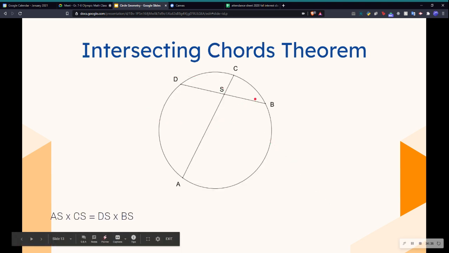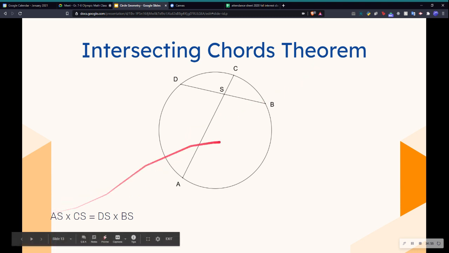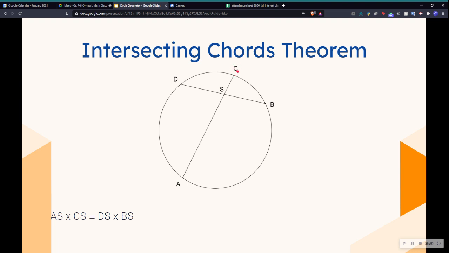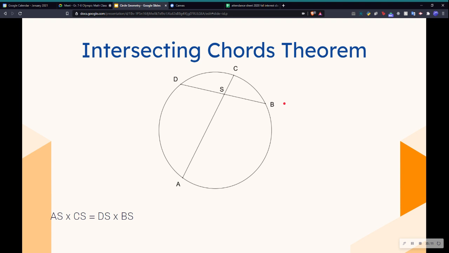Okay, I think this is the last theorem we're going to learn today. This is called the intersecting chords theorem. Say you have 2 chords, AC and BD, and they intersect each other at a point called S. What the intersecting chords theorem states is that side length AS multiplied by side length CS is equal to DS times BS. So the product of AS and CS is equal to the product of DS and BS, right? Any questions here before we move on to the proof?